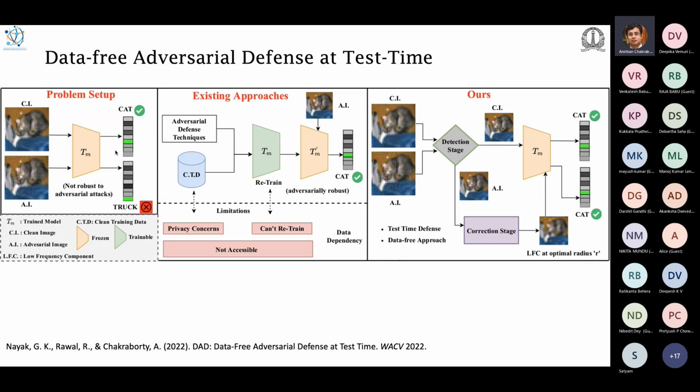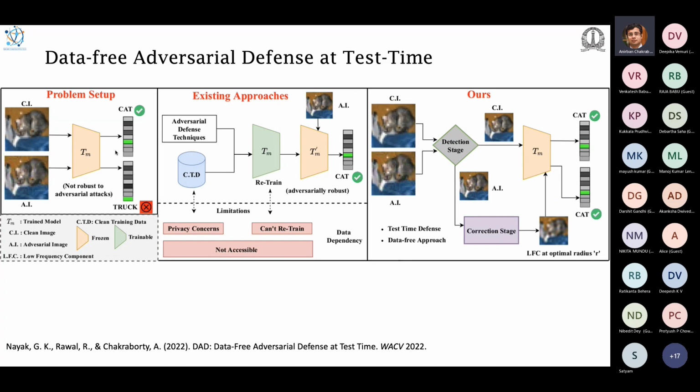So what happens is that when you want to make a model robust to these adversarial attacks, what you do is you generate these adversarial samples using your original images, and you train your model and include these samples in your training set. But what happens when you do not want to do that, let's say?